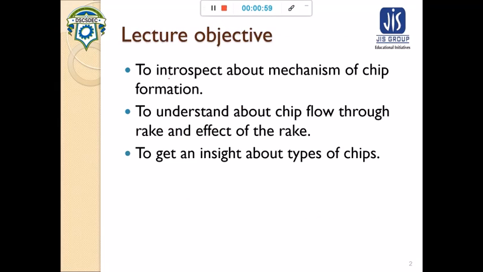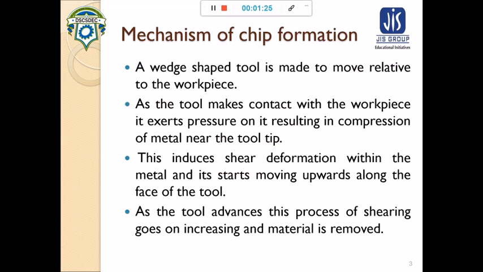The main lecture objective is to introspect the mechanism of chip formation. Next, we will understand chip flow through the rake and the effect of the rake, and we will see the different types of chips. So first, the mechanism of chip formation: how the chip is formed.